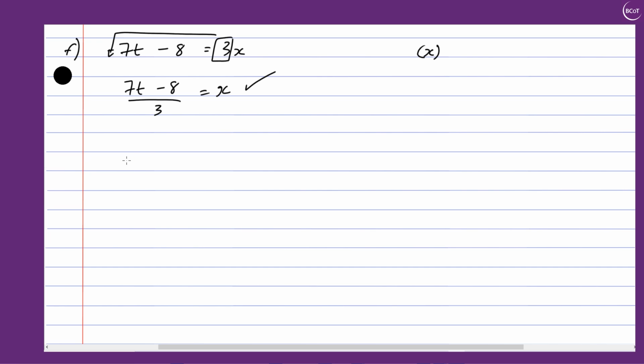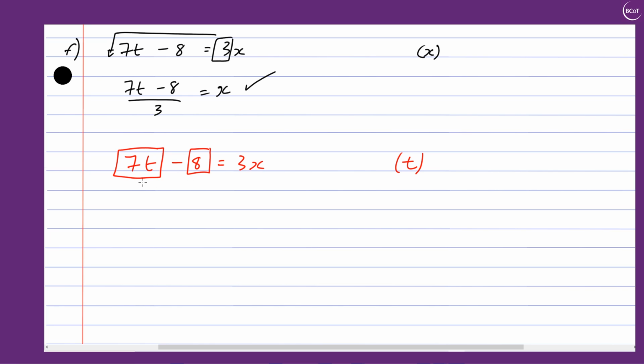If we were to do a slightly different question, you've got 7t minus 8 equals 3x, but if we were asked to make t the subject, the answer is going to be slightly different. So what we have here is 7t, and we have a minus 8. Because there's a plus or minus in between these two terms, this is a term and this is a term, we can move the minus 8 over, and it becomes plus 8.